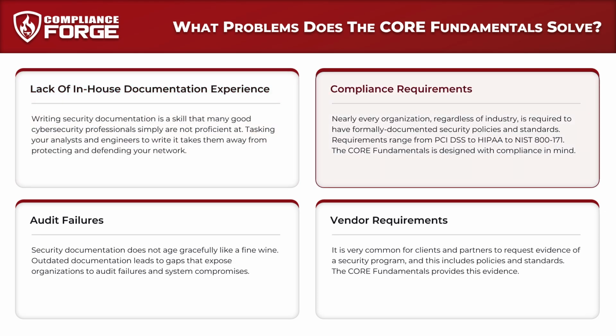The second is compliance requirements. Nearly every organization is required to have formally documented security policies and standards, with requirements ranging from PCI DSS to HIPAA to NIST 800-171. The third is audit failures. Security documentation does not age gracefully like a fine wine, and outdated documentation leads to gaps that expose organizations to audit failures and system compromises. And the fourth is vendor requirements. It is very common for clients and partners to request evidence of a security program, and that includes policies and standards.